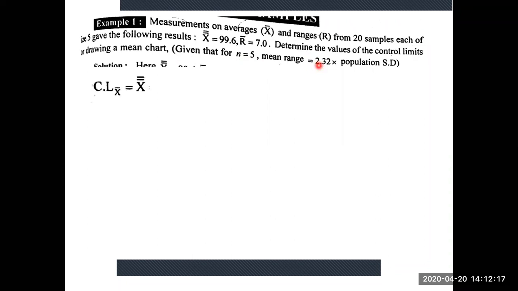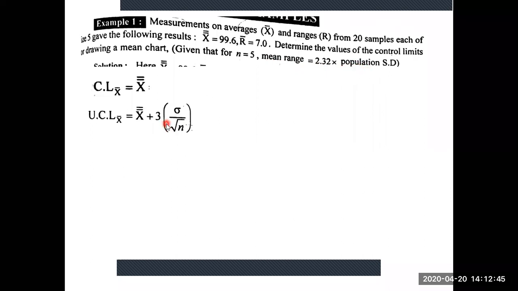Okay. So now control line is x double bar, the same as before. Next, upper control line is x double bar plus 3 into sigma by root n, because here he has given a relation: mean range is equal to 2.32 into population standard deviation. So since he has given the standard deviation, you have to do it in this model.